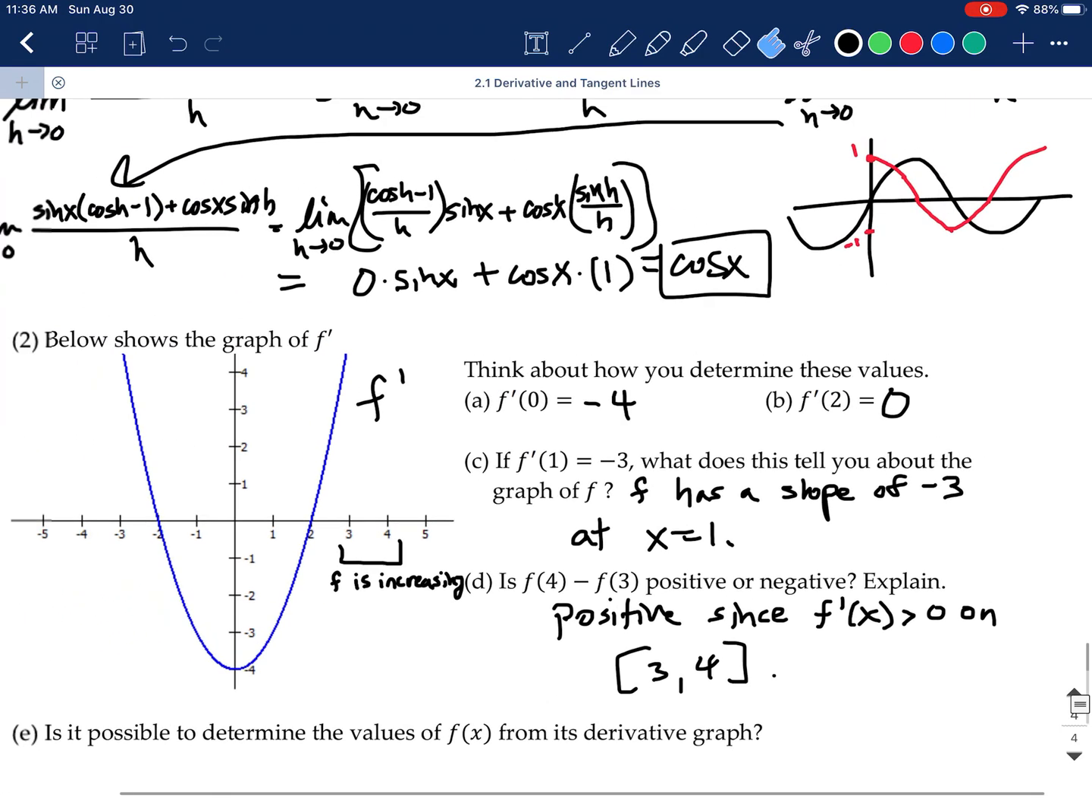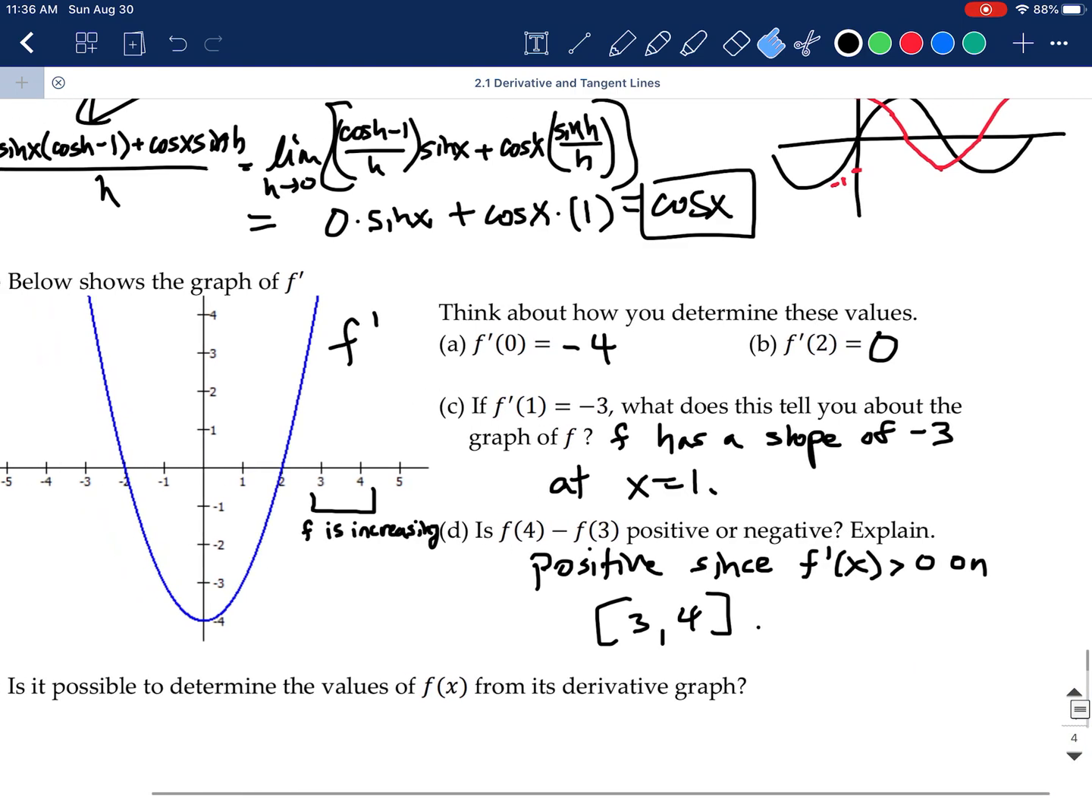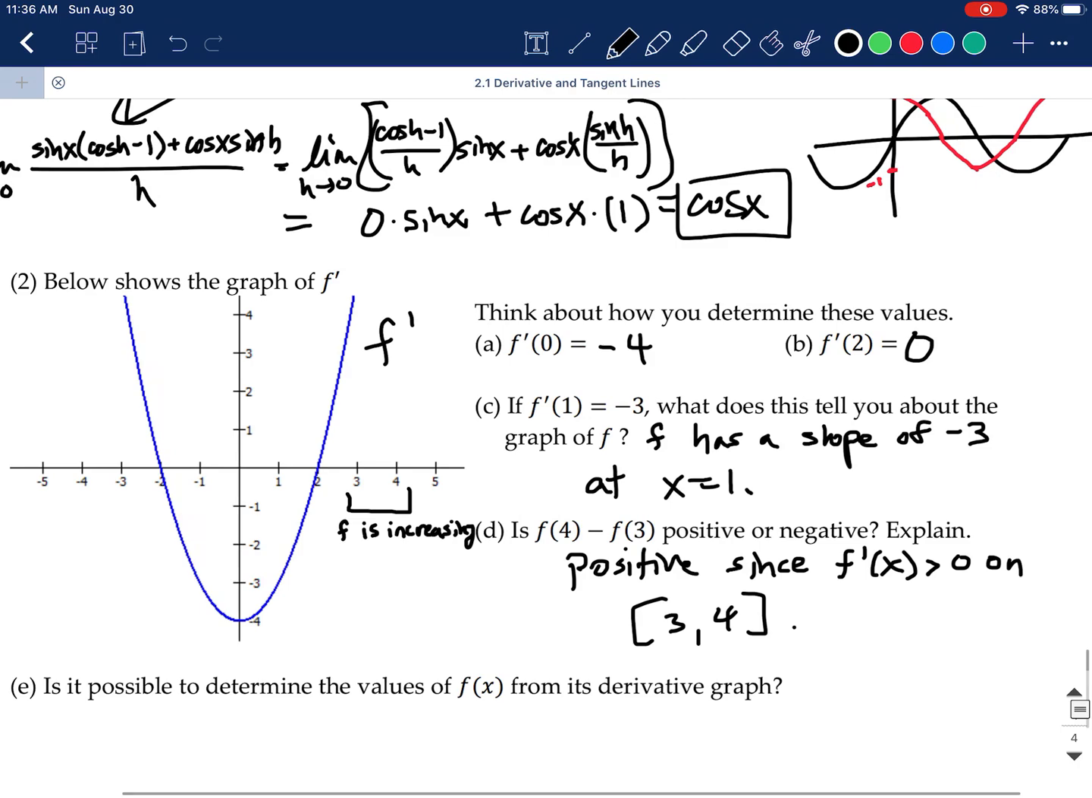Okay. So that fourth one is really the important one, because that is kind of introducing the idea that if I have the graph of my derivative, I can make statements about the original function without actually knowing any information other than the slopes of that function. So note, I don't even know what f of 4 and f of 3 are, but it must be positive.